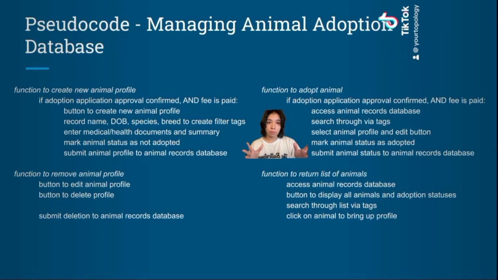Moving on from our applicant process and into the databases, this is our pseudocode for managing animal adoption. Here we have our function to create a new animal profile. Once the adoption application approval is confirmed and the fee is paid, we will create a button to create a new animal profile. Once this button is pushed, it will prompt for the name, date of birth, the species, and the breed, and these characteristics will create filter tags for the admin to search through.